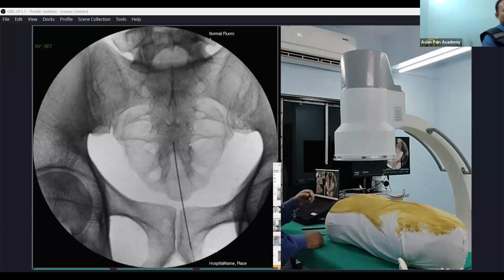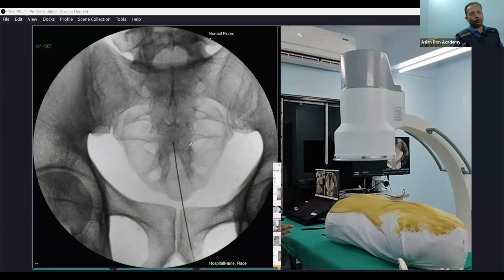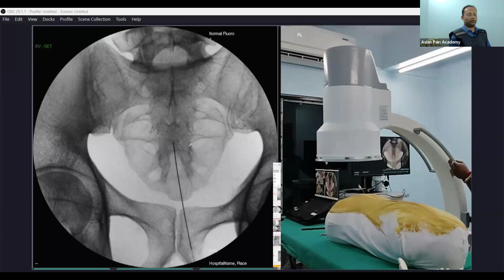Okay, so it is going in the midline, but I don't know what the depth is, whether I am on the bone or I have entered inside or not. So after going some distance, I will go to the lateral view. In lateral view, what I want to understand is the depth to enter the epidural space.